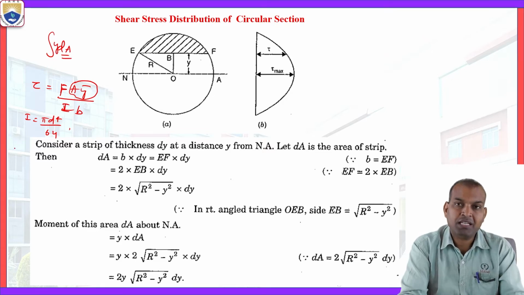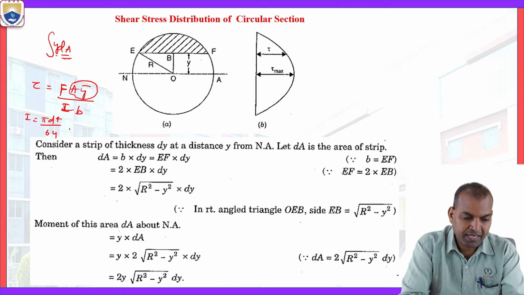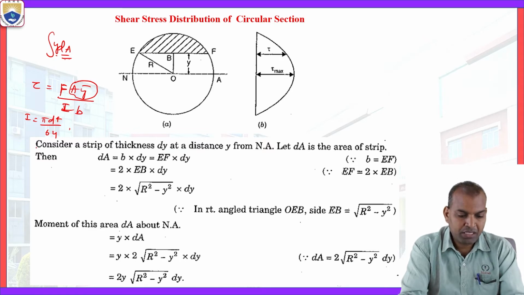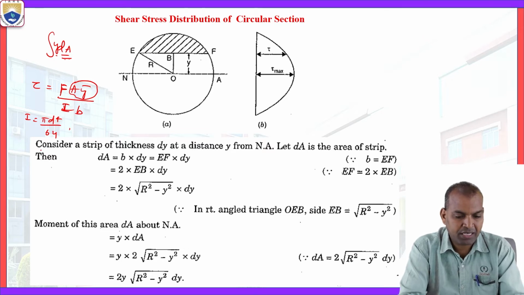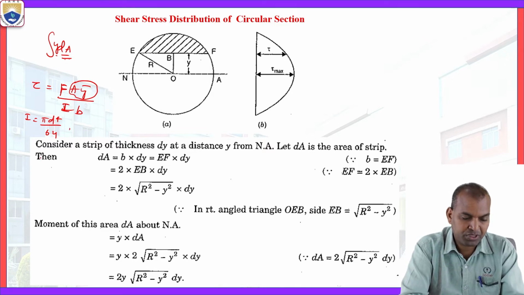So what is the elemental area dA? After calculating dA, substituting it in y dA and integrating gives the whole section. For that, we consider a strip of thickness dy at a distance y from the neutral axis. Let dA be the area of the strip.